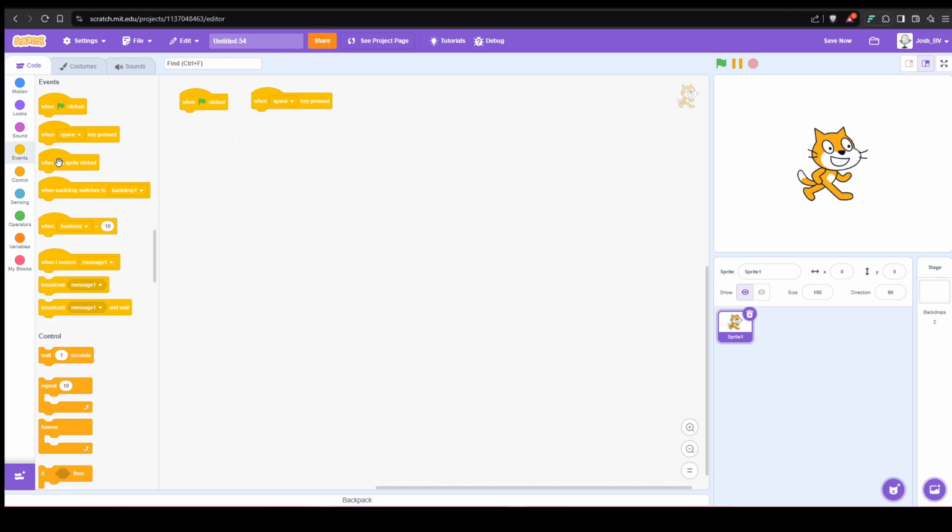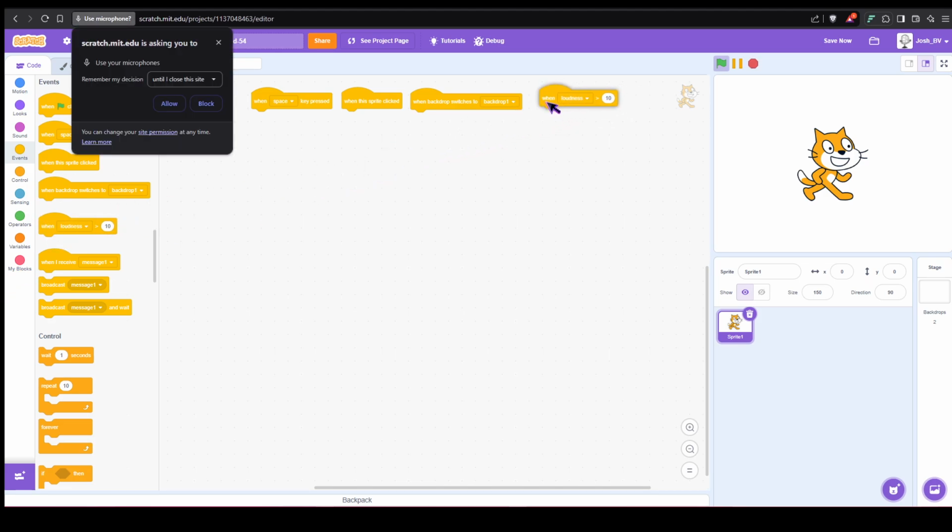The next, we have when this sprite is clicked. So when you click on the sprite, an effect happens or an effect is triggered or another block is triggered. Then when the backdrop switches to backdrop 1 or 2 or castle. So these are like conditional blocks. So if there's a series of blocks in here that says switch to backdrop 2 or castle 1, then you have this block with another stream of blocks in here, an effect will be triggered.